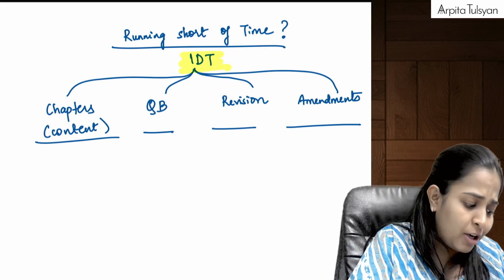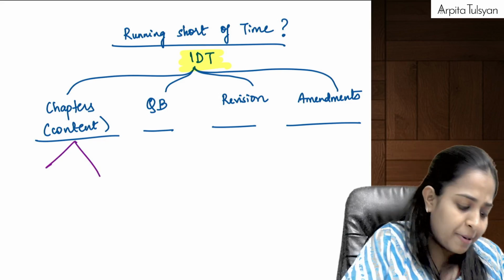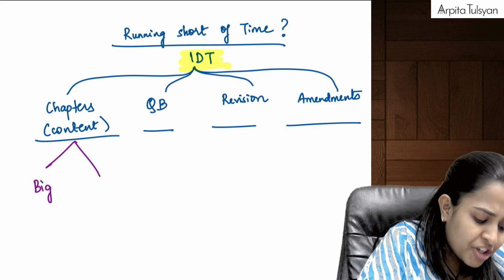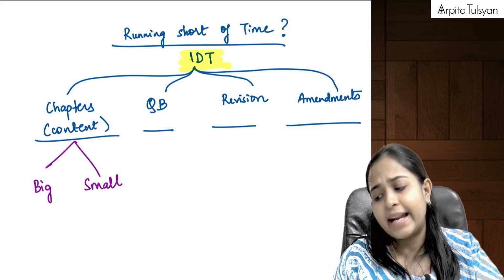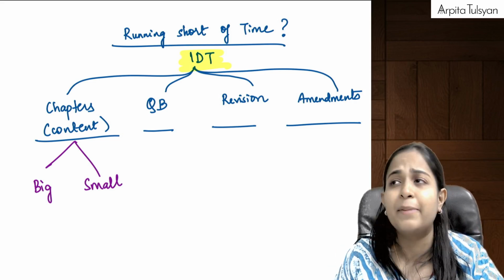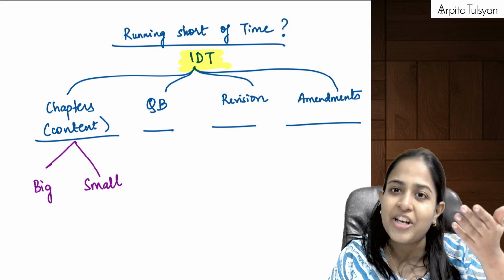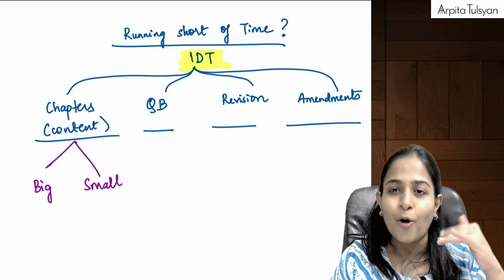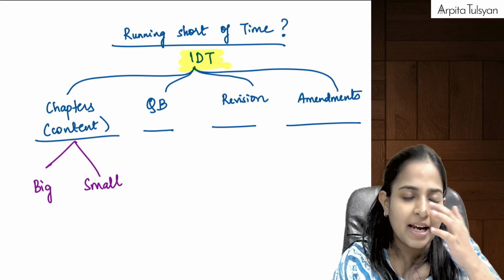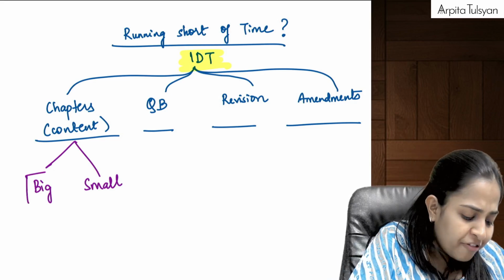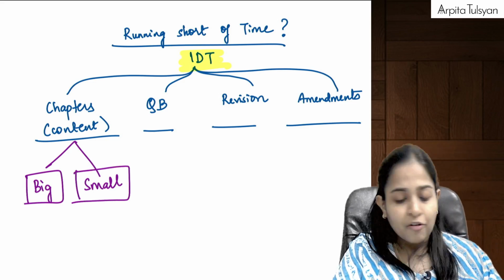Now when we talk about the chapters, the content, let's divide it into big chapters and small chapters. Big chapters like ITC and other chapters. Small chapters like procedural chapters, e-way bill, accounts and records, or basic chapters which we always revise initially so that they are fit in our mind, like supply, levy, and all those chapters.